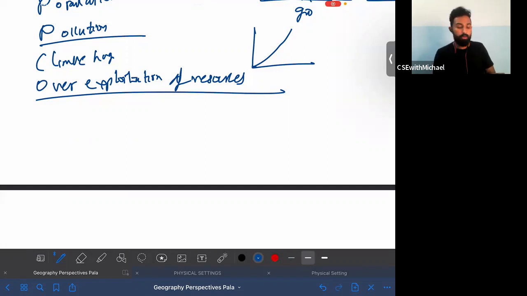So HIPCO can be considered as a perspective, as a framework or a pseudonym to understand the different dimensions of biodiversity decline: habitat destruction, invasive species, population and growth, pollution, climate change, and over exploitation of resources.